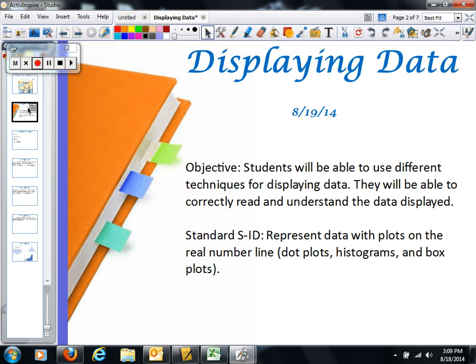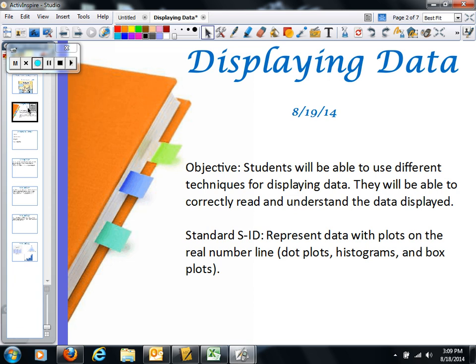So today the objective is that students will be able to use different techniques for displaying data. They will be able to correctly read and understand the data that's displayed. I don't want you just to look at a thing and say, oh, look, there's data displayed. I want you to actually understand what that data means and how we take information off the charts, and also how we can put information into those types of charts. Again, the standard is to represent data with plots on the real number line: dot plots, histograms, and box plots.